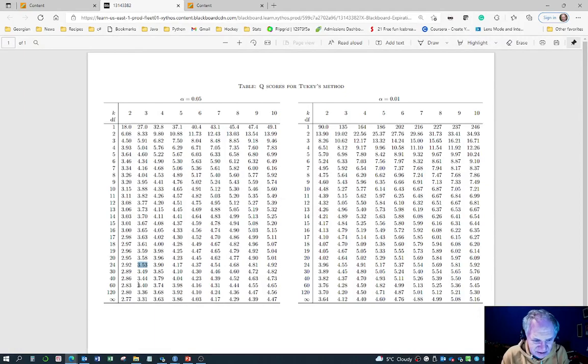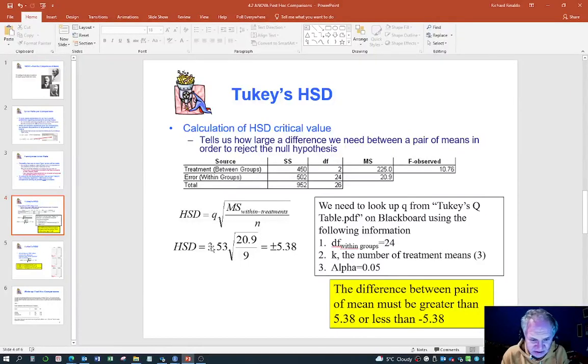There we go. So I have 24 degrees of freedom within groups and 3 groups. So 3.53 is my Q coefficient. There's my 3.53. So I punch that into the formula. This is easy to do by hand. So if the difference between any pair of means is greater than 5.38 or less than negative 5.38, I reject the null hypothesis. Now, once again, this is post hoc, willy-nilly. These are all really two-tailed tests.